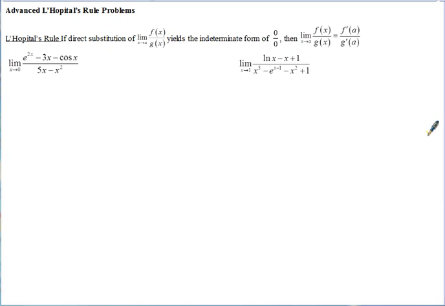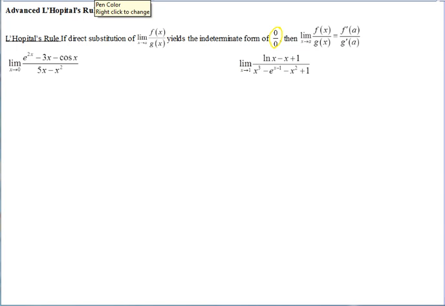Remember, if you're evaluating a limit as x approaches some value, in this case a, and you substitute in a, you yield the indeterminate form of 0 divided by 0, then you can use L'Hopital's rule. What that says is you basically take the derivative of the numerator and the derivative of the denominator separately, and then you can substitute in a into those. So let's see how this works for some example problems.